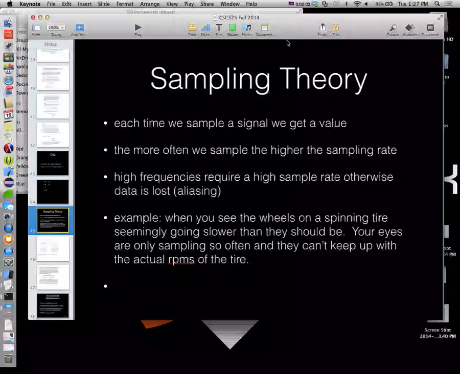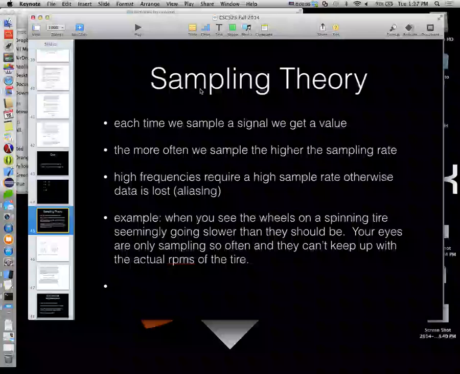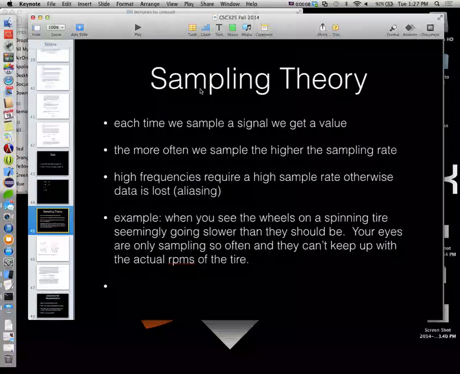So last time we started talking a little bit about sampling theory. Did I remind anybody to tell me to talk about something at the beginning today? No, maybe, possibly. All right.